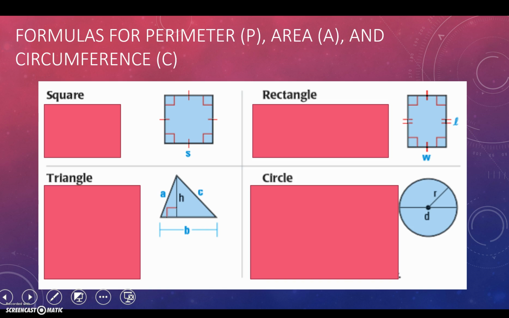So let's look at 4 different types. We have ourselves the square, rectangle, triangle, and circle. You may or may not be familiar with these already. So let's first look at the square and look at the perimeter and the area formulas.